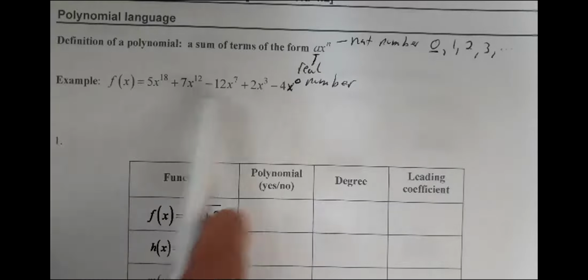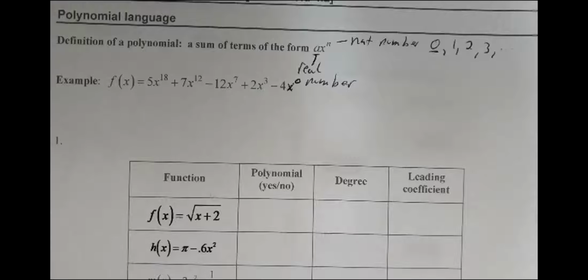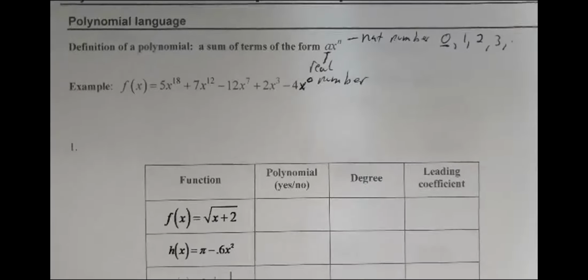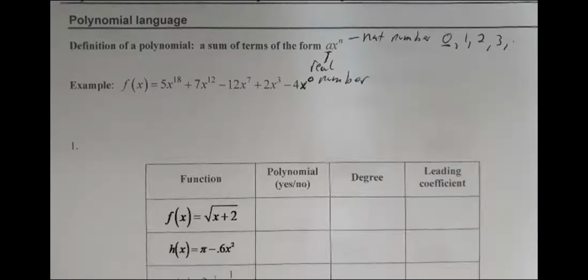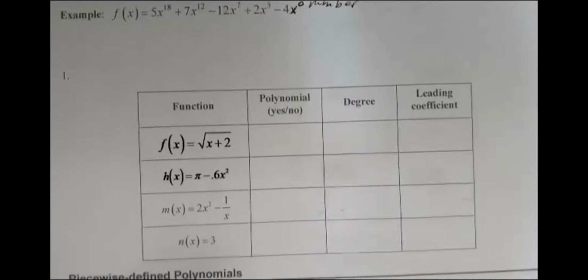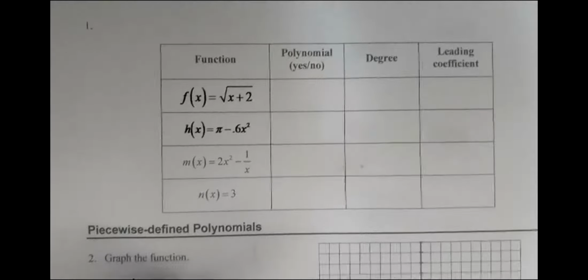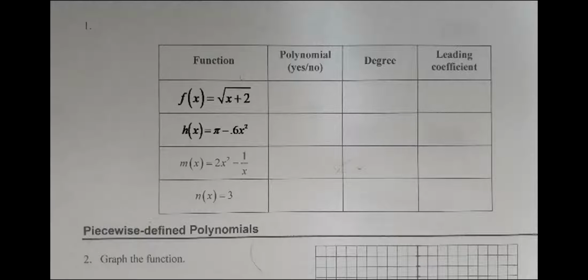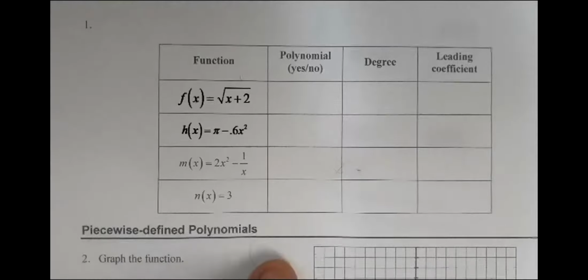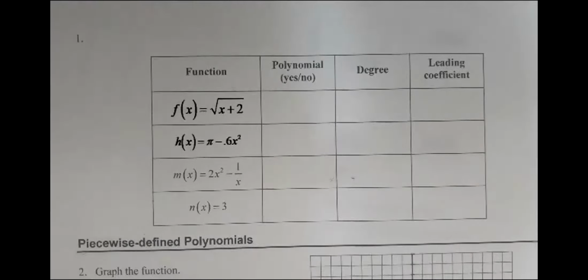So basically there's an x variable, there's a power on it, and there's a coefficient out in front. That coefficient can be any real number, and the exponent has to be a natural number or a whole number. So they give us a few functions and they want to know if they're polynomials. And then if they are polynomials, can we give a degree and a leading coefficient?